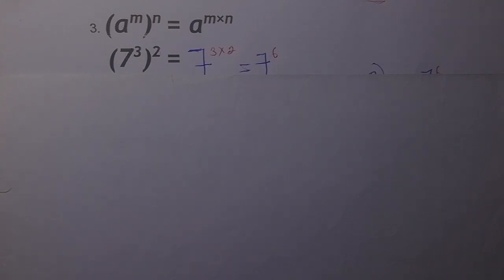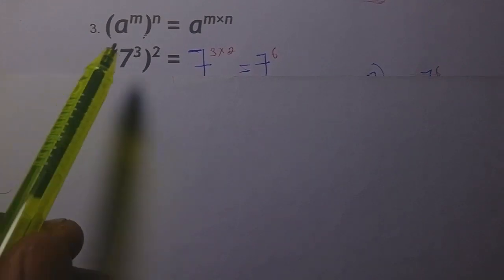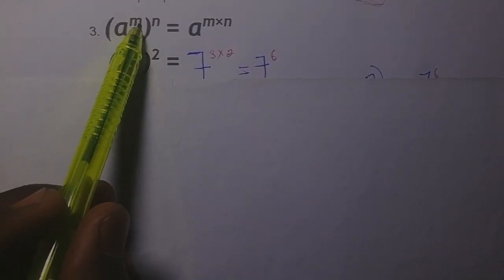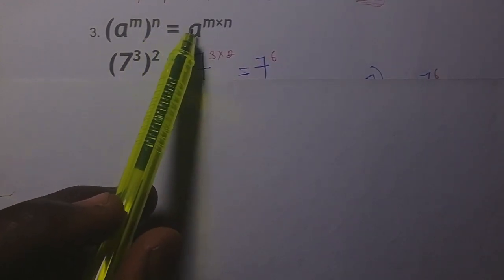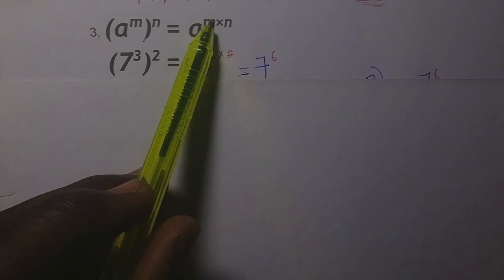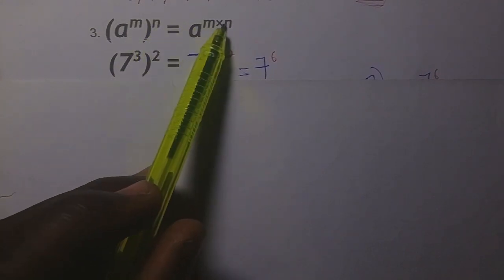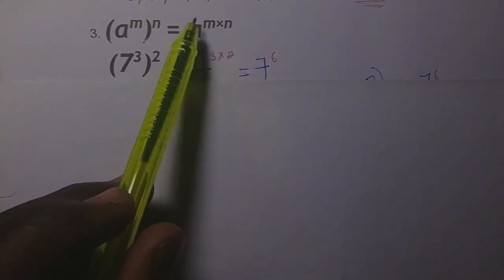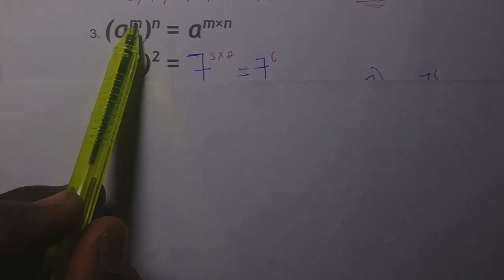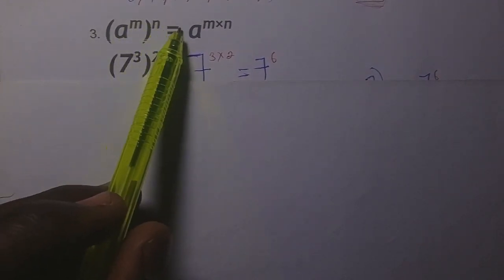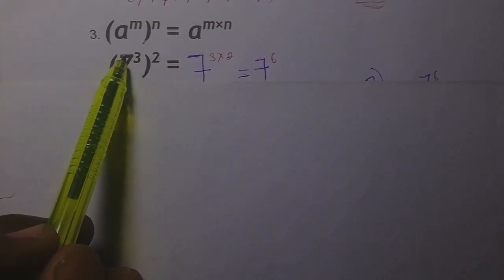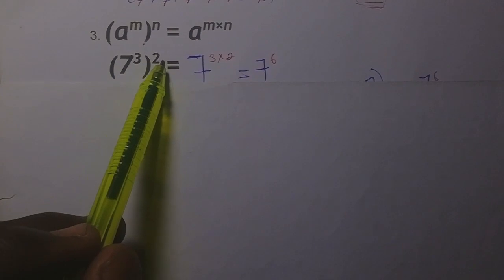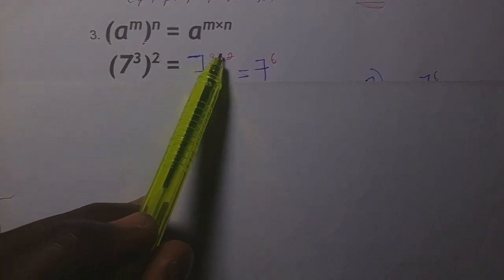So moving on to the third law, which says if you have a base raised to a power, all raised to another power again, then this is equal to the base raised to the power of the product of the two powers. As in this case, a power m all power n again is equal to a power m times n. So here's an example: 7 power 3 all power 2 again equals 7 power 3 times 2.